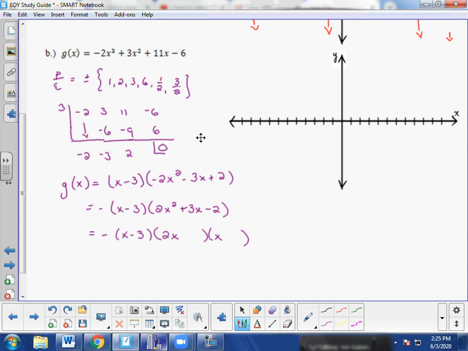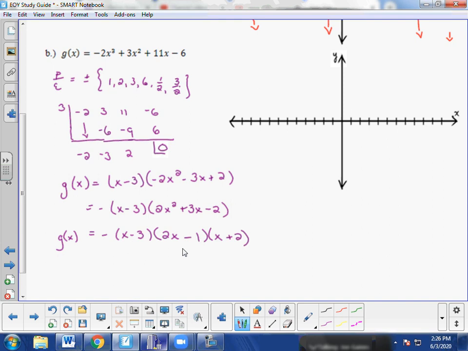Then I already know that my only factors here for negative 2 would be negative 1 and positive 2, or positive 1 and negative 2. I need to make sure that they're in the right place. So if I do 2x minus 1 and x plus 2, this would give me negative x and positive 4x, which would add together to give me a positive 3x. So this is the factored version of g of x.